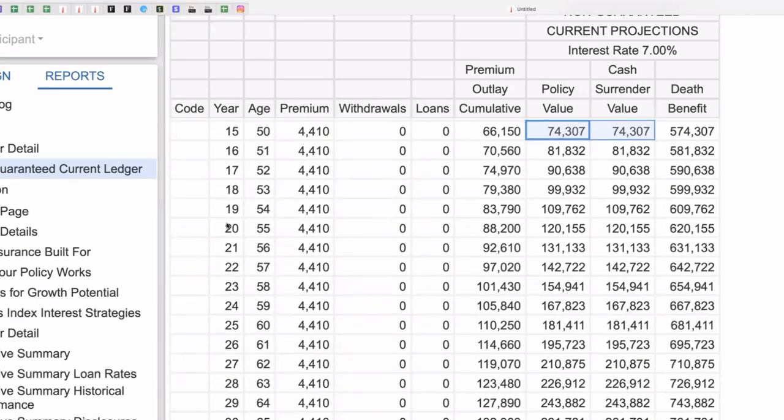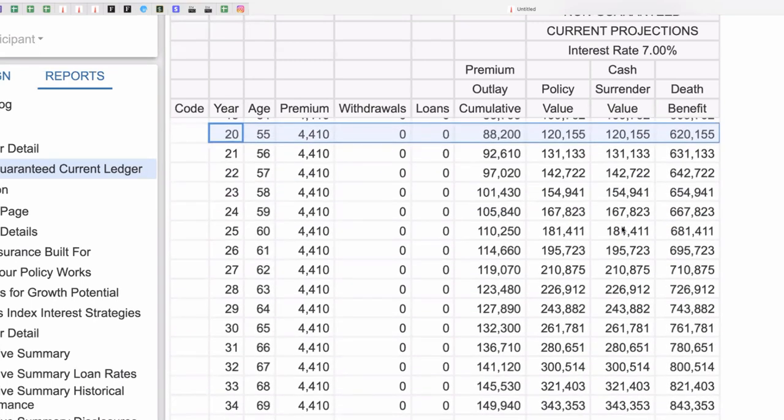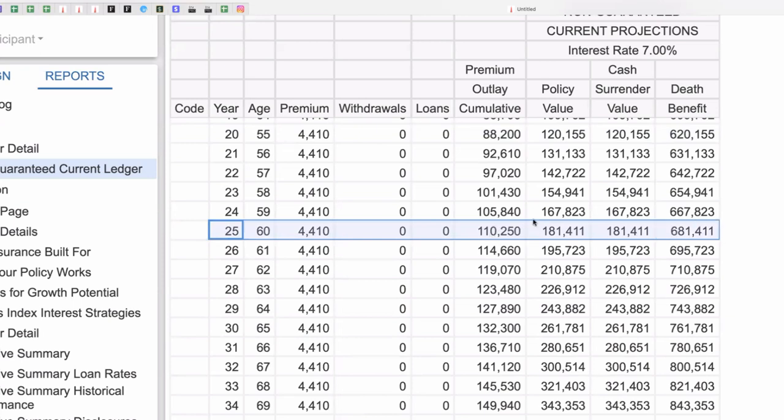So I show her year 15. Tracy, look at year 20. You've contributed 88. You're sitting on $120,000. You have access to that $120,000. Tax-free, penalty-free. By year 25, you contributed 110, you have $181,000. And you can access that 181,000 tax-free, penalty-free.